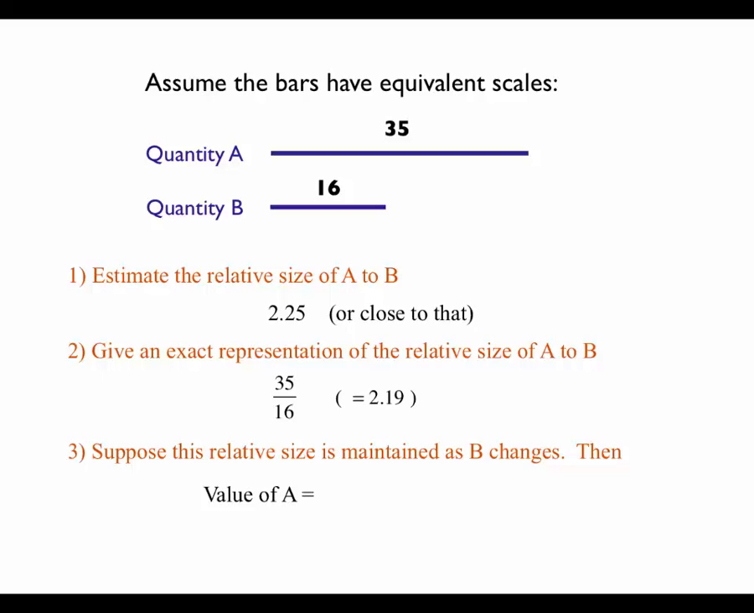Okay, so now that size is going to be maintained as B changes. How would you get the new value of A? Yeah? Multiply B by 35/16. Right, whatever B you have, the relative size of A is 35/16 of it. So you're going to multiply.